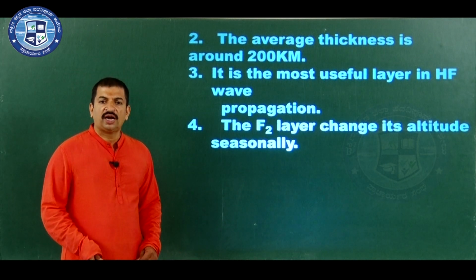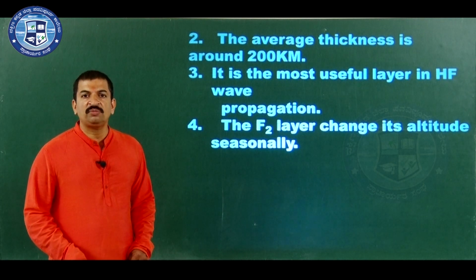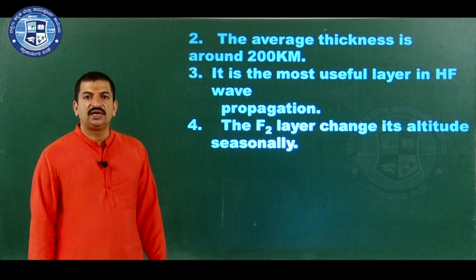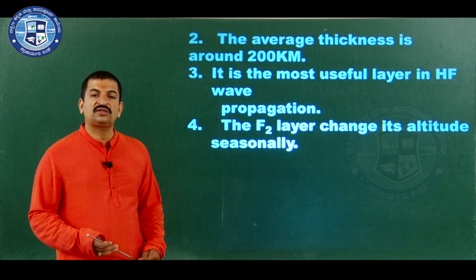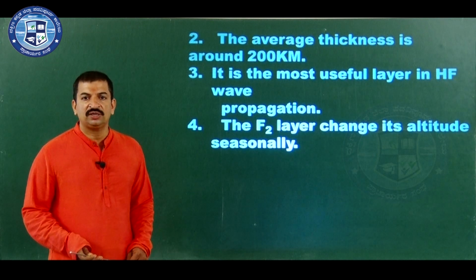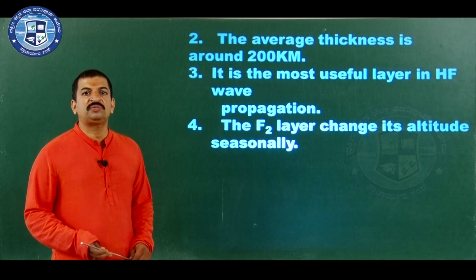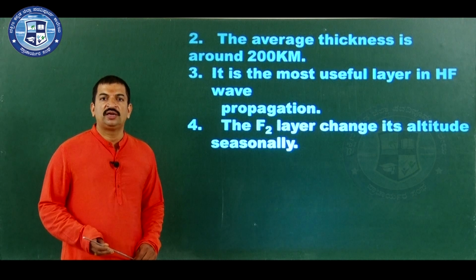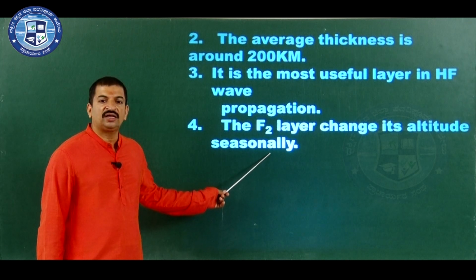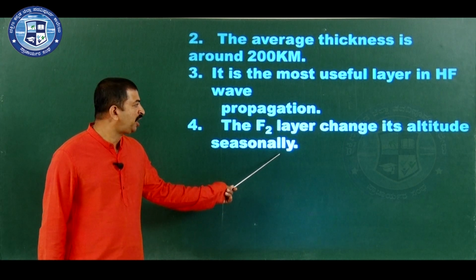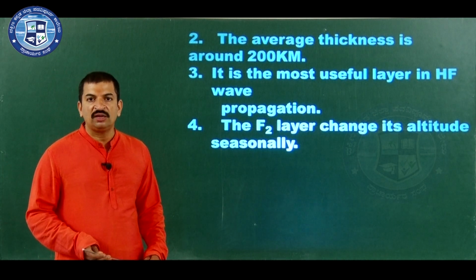The ionized density and the thickness keep on changing from time to time. So, one of the properties of the F2 layer is that it changes its altitude seasonally. In the month of June, the earth atmosphere receives a large amount of solar radiation. Therefore, in June, the ionized density may be very high, and the thickness may be very high. In the month of December, the earth atmosphere receives less solar radiation, so the thickness may be less. So, the height and the thickness keep on changing from time to time. It all depends upon the amount of solar radiation that the earth atmosphere receives from the sun.